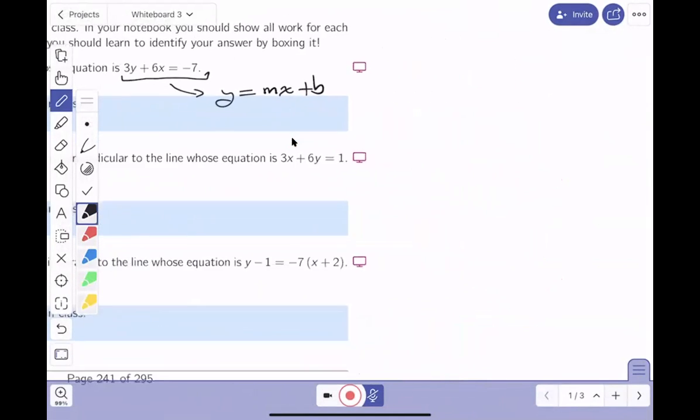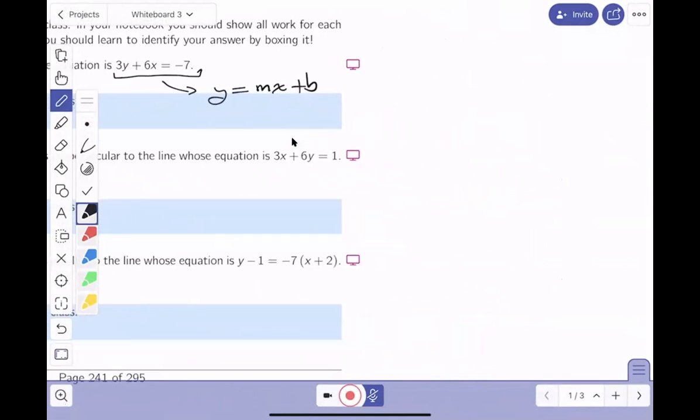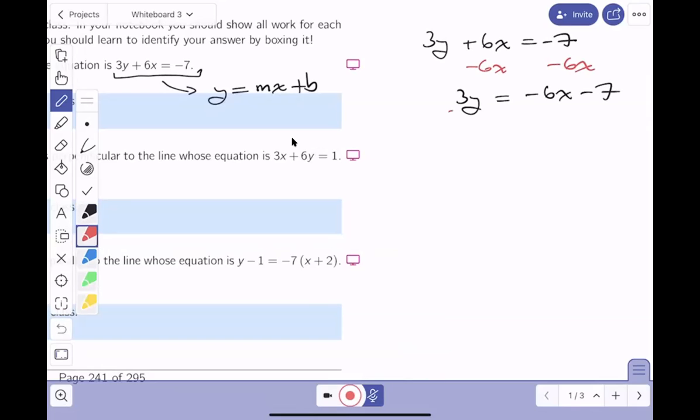I'll pull it to the side, and I'll write the equation down again: 3y plus 6x equals -7. What are we going to do? Subtract 6x from both sides. And what do you get? You get 3y is equal to -6x minus 7. Then I'm going to divide both sides by y's coefficient.